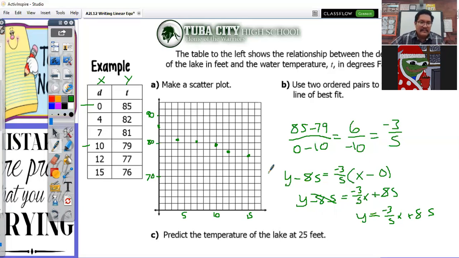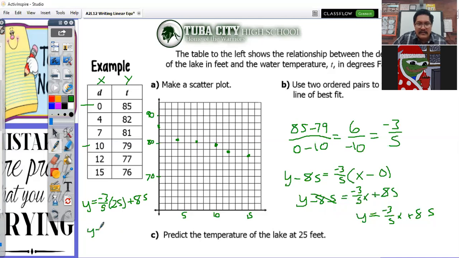So here, the last question is to predict the temperature of the lake at 25 feet. So maybe we don't have a 25-foot string, but we want to guess what the temperature will be 25 feet down. So what we can do is plug in 25, because x and d for depth are the same thing. And this will give us a really good idea.